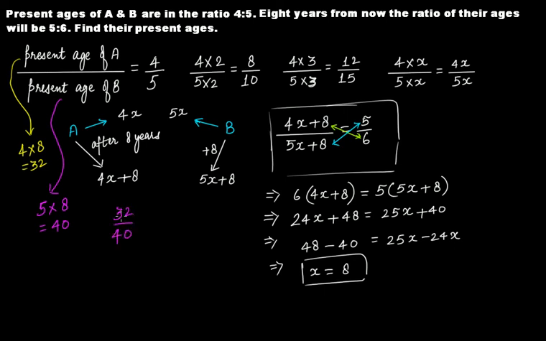If you solve it, the highest common factor is of course 8, so you'll get 4:5 only. 4:5, that's given here.